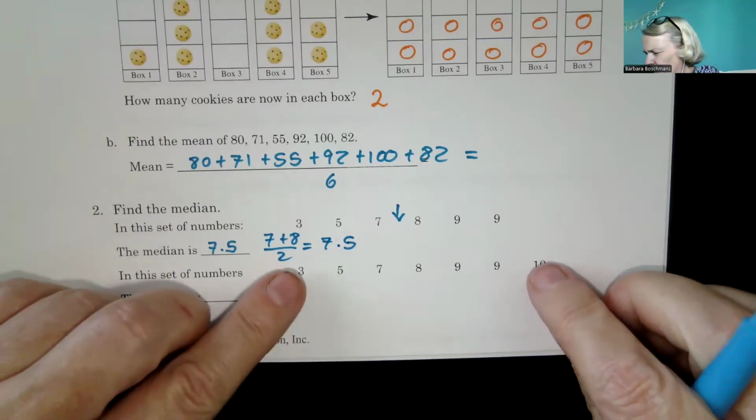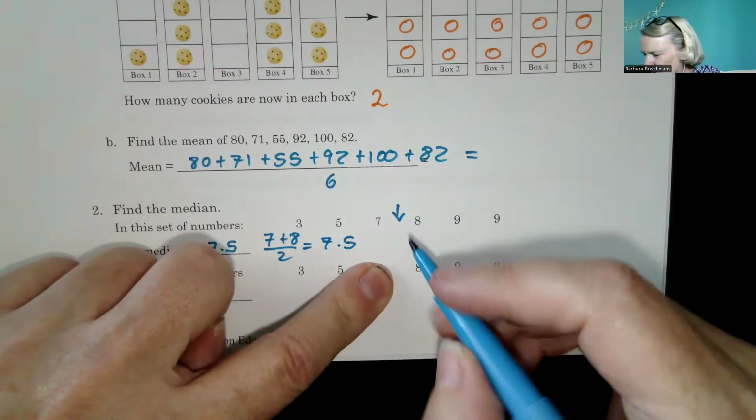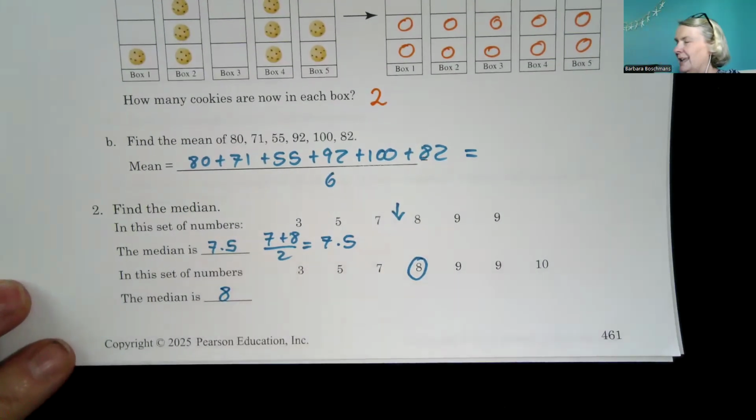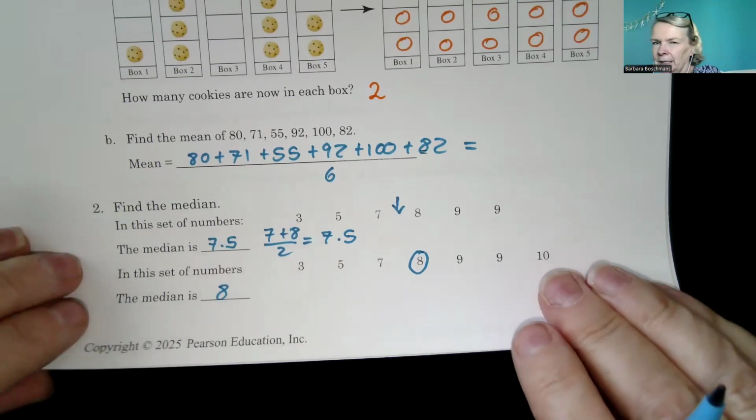If you do it with a set of odd numbers, you actually get a middle number. So if there is an even number of numbers, you take the mean of the 2 middle numbers. If there is an odd number of numbers, then you have one number that is the median.